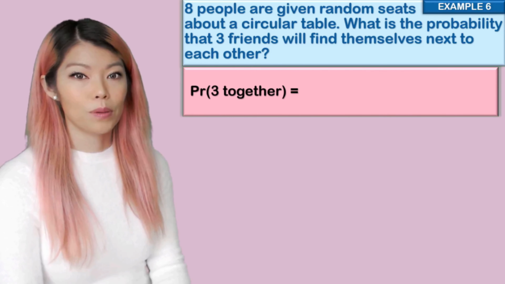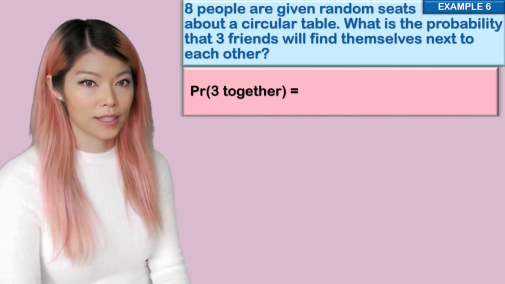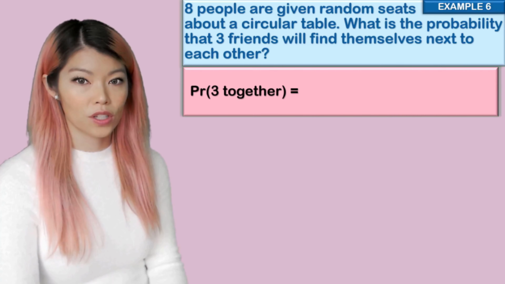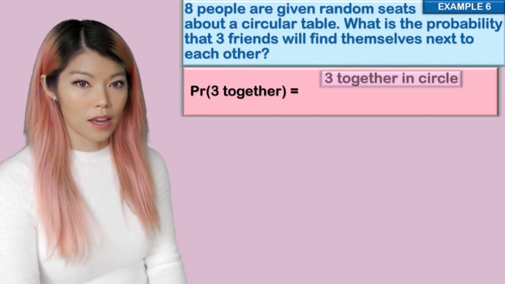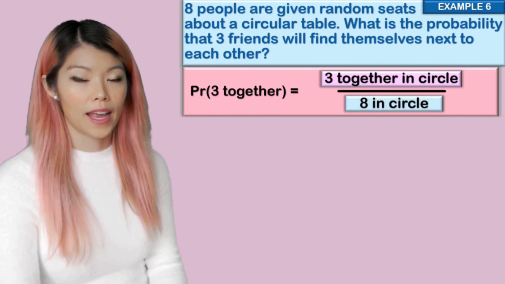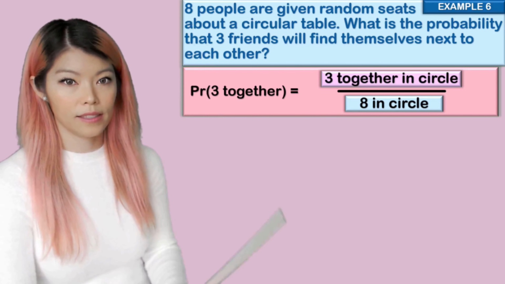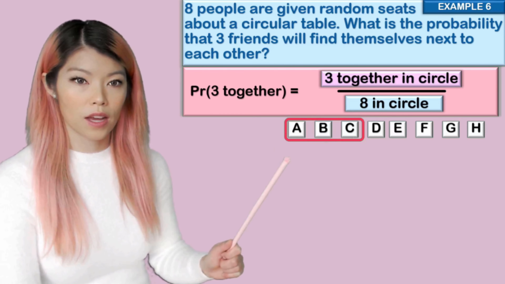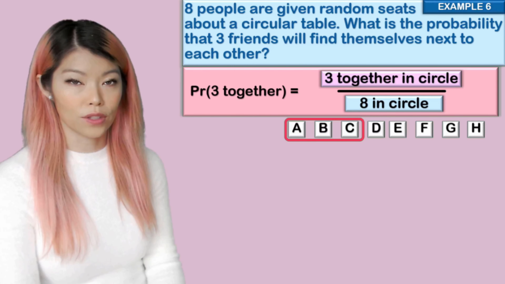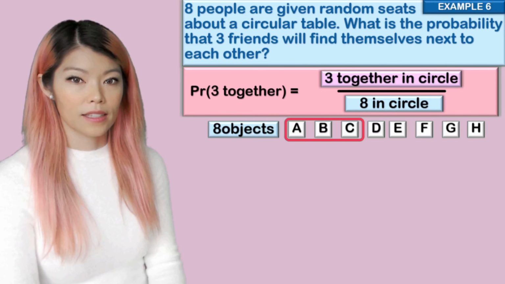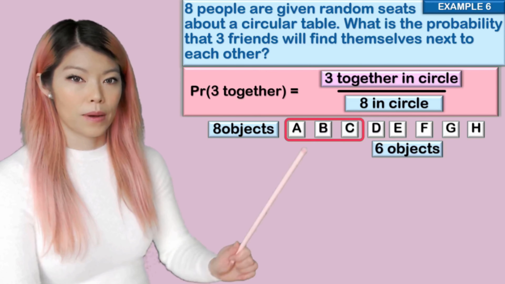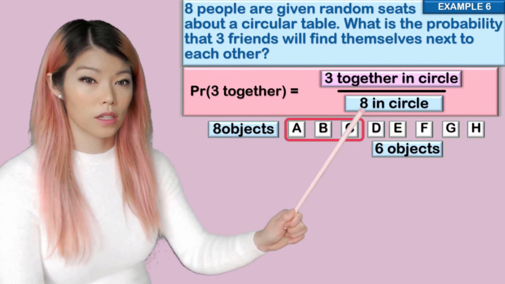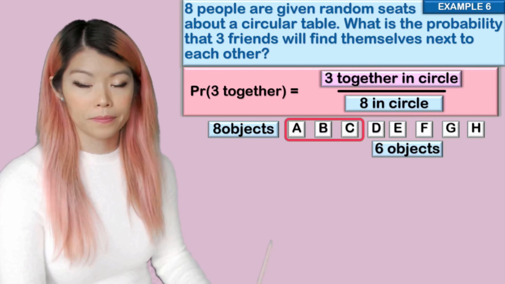Example 6. 8 people are given random seats about a circular table. So in a circle, what is the probability that 3 friends will find themselves next to each other? So 3 together is what we want in a circle over anything in a circle. So the 8 in a circle. Again, recall how to put things together in a circle. You can go back to the video on circles. So 8 in a circle, we have 8 objects, but when we're putting things together, we count it as 6 objects or 6 groups. 1, 2, 3, 4, 5, 6.